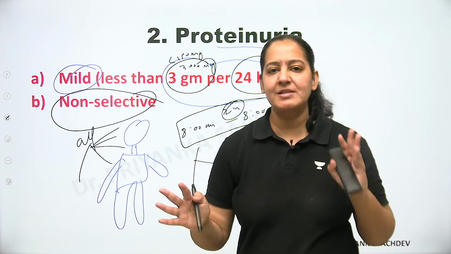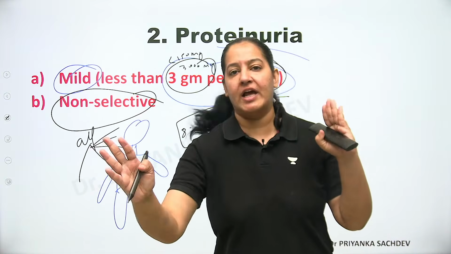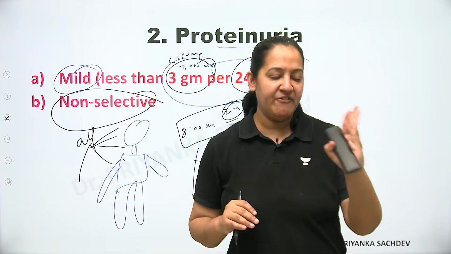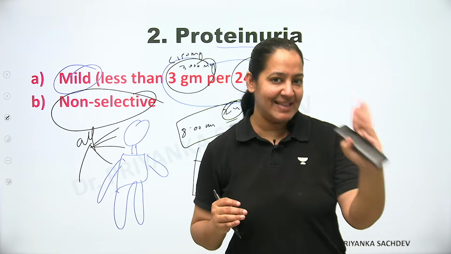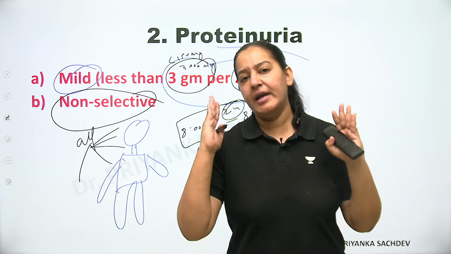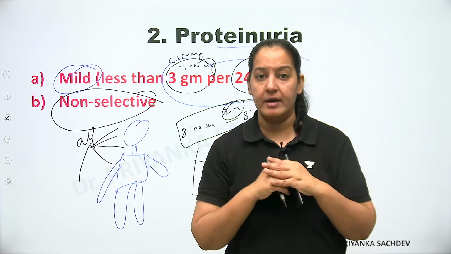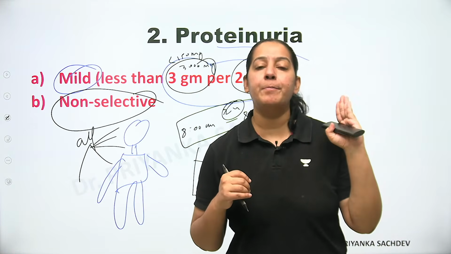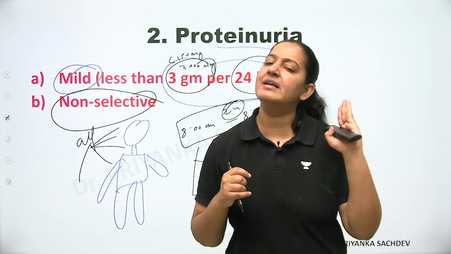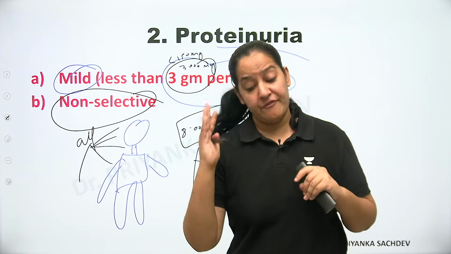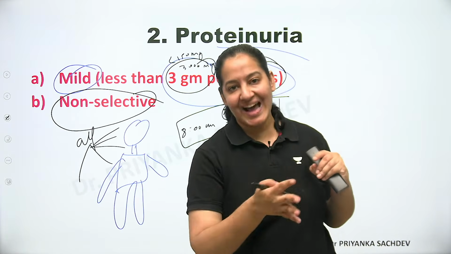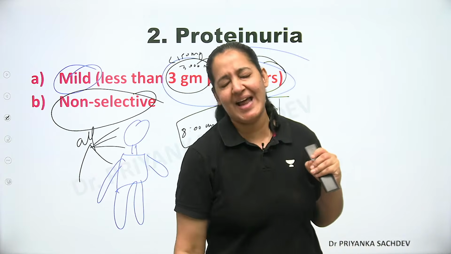So proteinuria occurs in both nephritic and nephrotic. But there are two differences. In nephritic, proteinuria is mild, that is less than 3 gram per 24 hour. In nephrotic syndrome, proteinuria is severe, that is more than 3 gram per 24 hour. In nephritic syndrome, the proteinuria is non-selective, that is all protein is excreted in urine. In nephrotic syndrome, the proteinuria is selective, that is only albumin is excreted in urine.